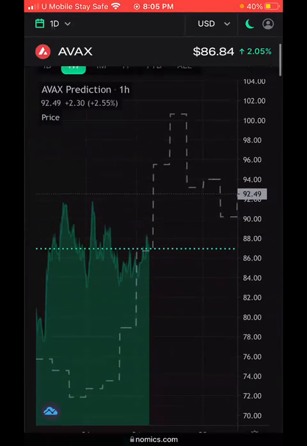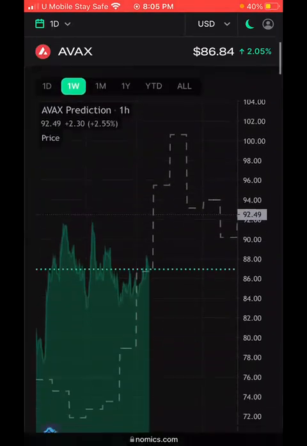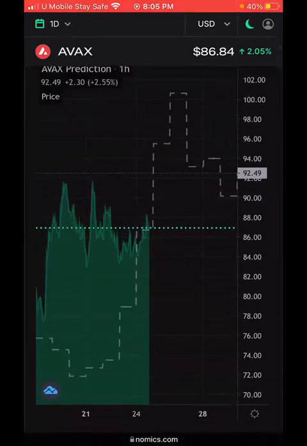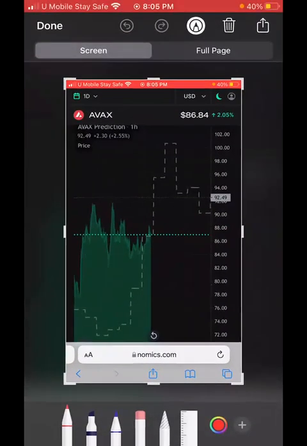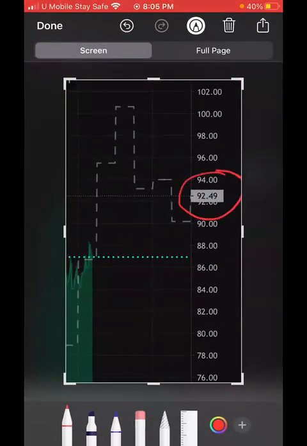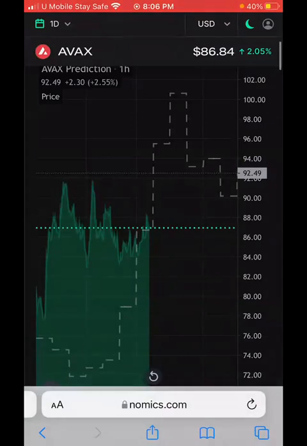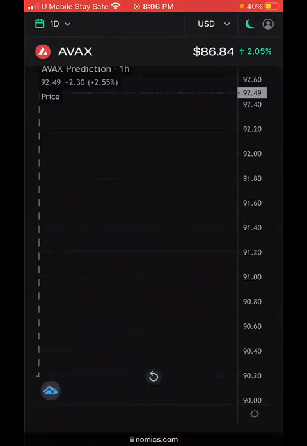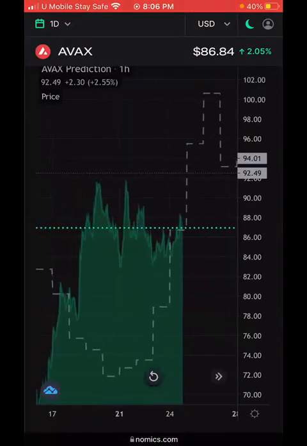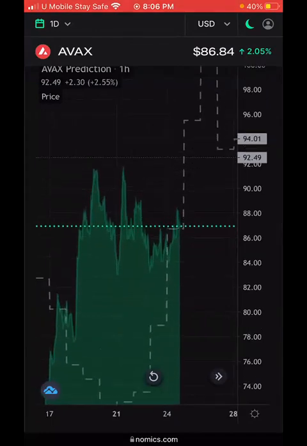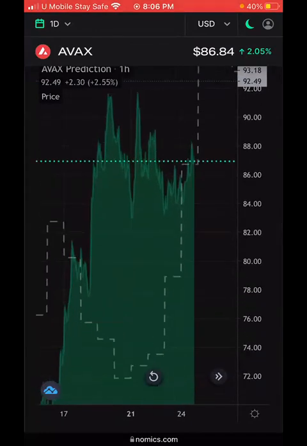It always goes up and down, always. Now, if you look at AVAX, it's at $86. This is Nomics' prediction. Nomics predicted that this coin is going to reach 92, and right now the coin is around here. So that means it's a good coin for me to trade. Now, what next do I do? I want to know the price of AVAX before the prediction.